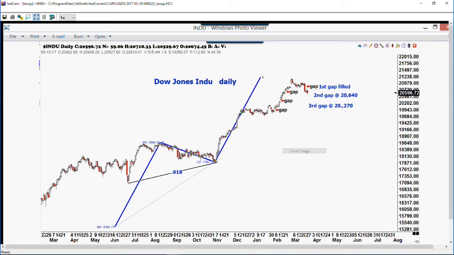The Dow right now is by far the weakest. The Nasdaq is the strongest. You can see that by just looking at the charts. I mean, you don't have to be a rocket scientist to realize that they've been going up.